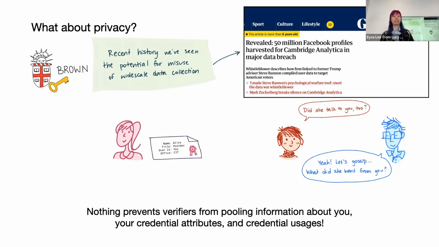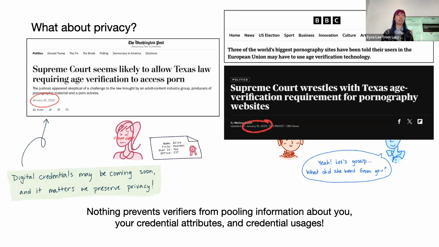And this idea of using digital IDs is actually kind of already being talked about. There are articles from 2025, there's a Supreme Court case about Texas wanting to require age verification in order to access adult content. And so we can already see that it's maybe a little on the horizon. So it really matters that we do this in a way that preserves privacy.